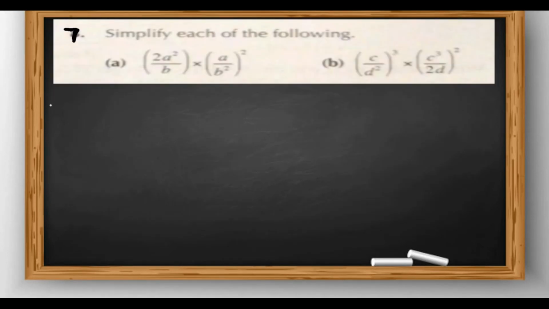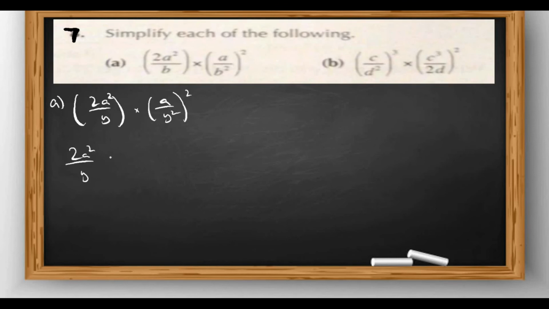Moving on to question 7, part A. 2a square upon b multiplied by a upon b square whole square. So this would become 2a square upon b multiplied by a square upon b raised to power 4, because 2 multiplied by 2 would be 4.